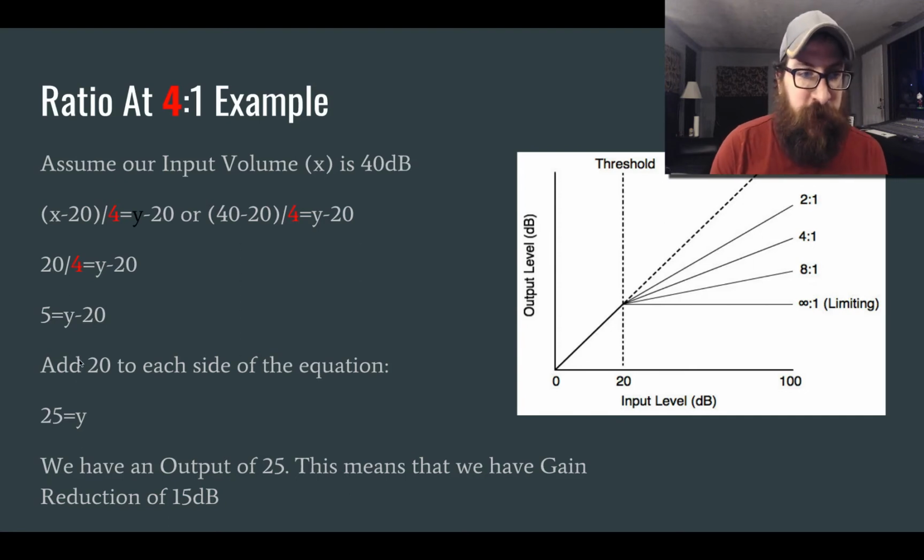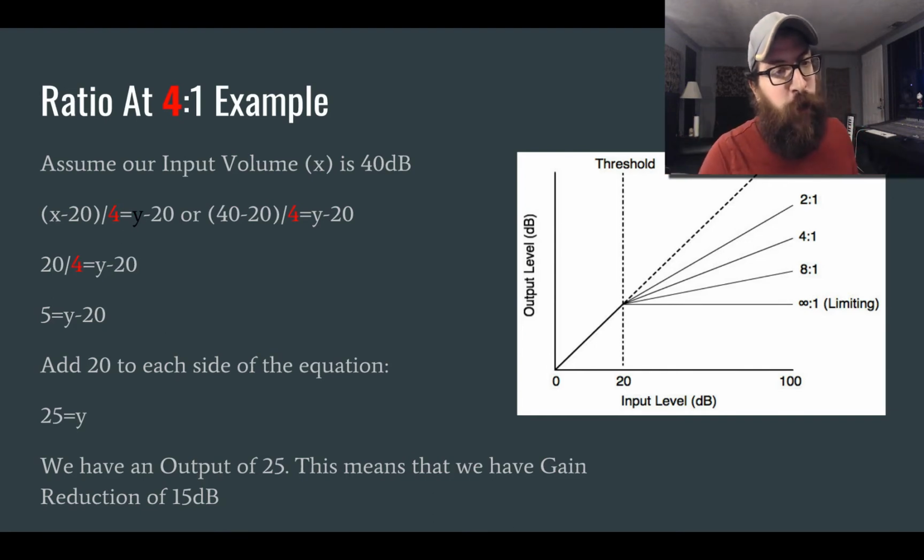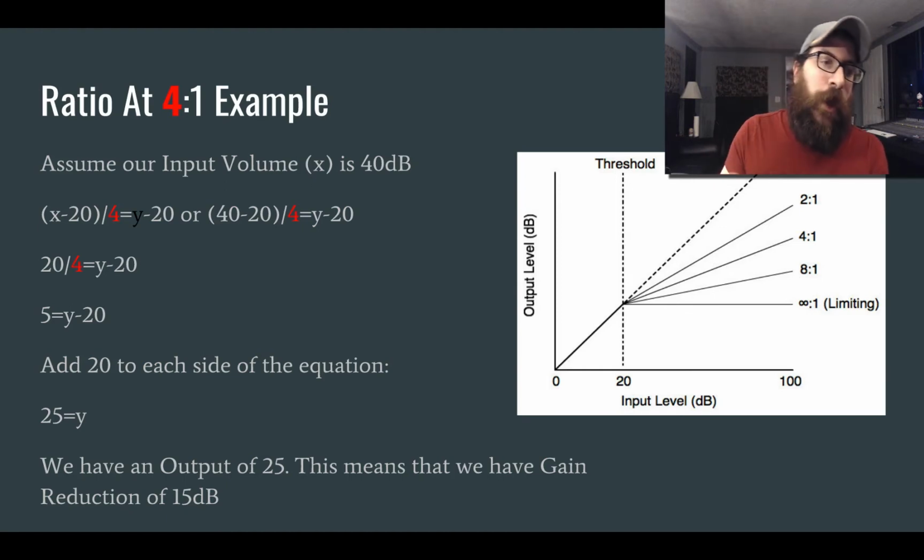Now we have 5 equals y minus 20. We add 20 to each side of this equation like we did on the other side. We get rid of the negative 20 on the y side, and we wind up having 25 on the other side. So y equals, your output equals 25, meaning we have a gain reduction of 15 because we started with 40 decibels.